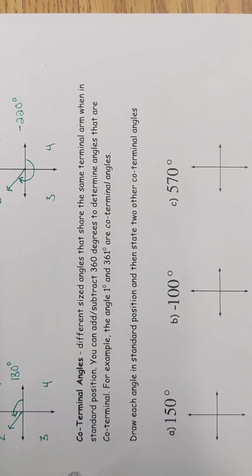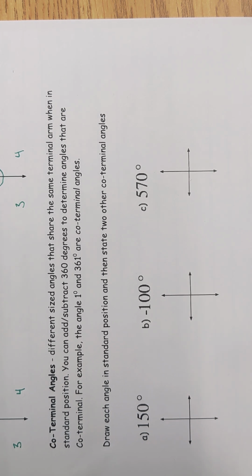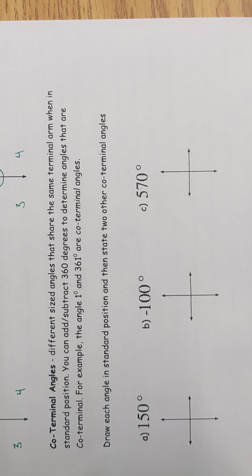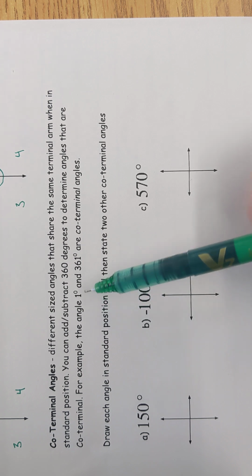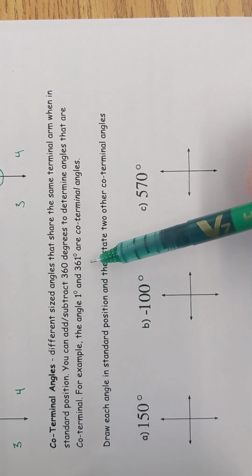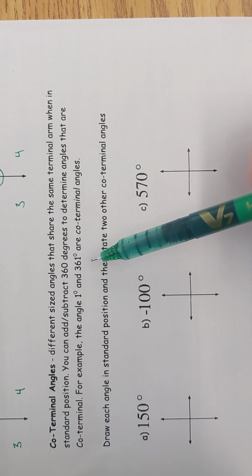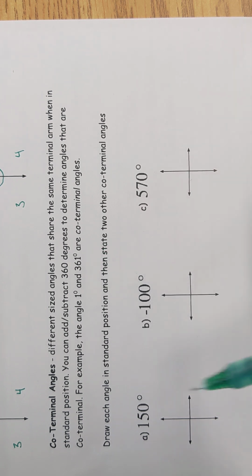A coterminal angle is another angle that's going to have an overlap of the terminal arm. The terminal arms are shared, or coterminal. That just means that we're going to take our standard position angle and add or subtract 360 degrees to it. For example, if you had an angle of 1 degree in standard position, 361 degrees would be a coterminal angle. It would end up in the exact same spot. You would go all the way around the circle plus 1 more.